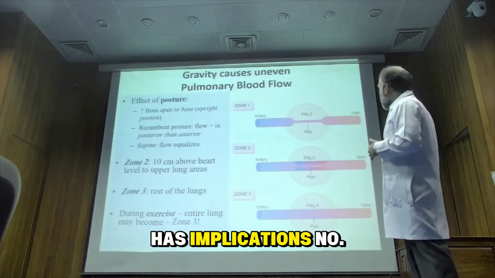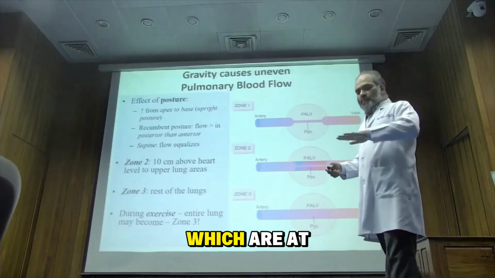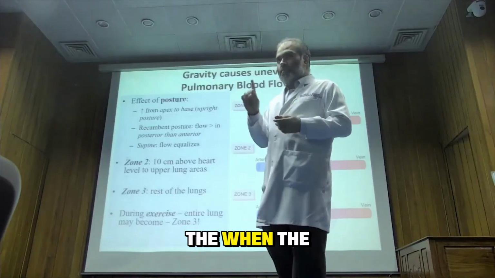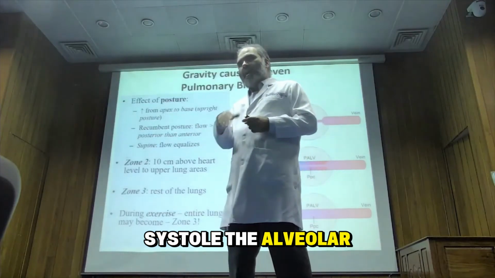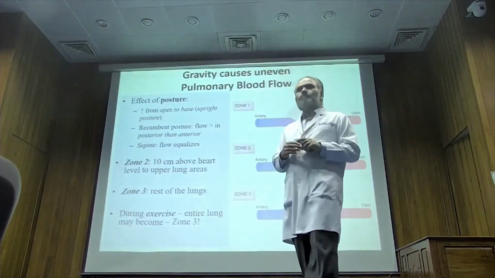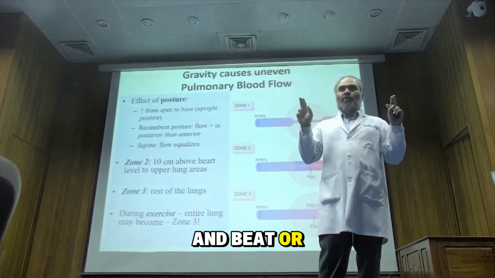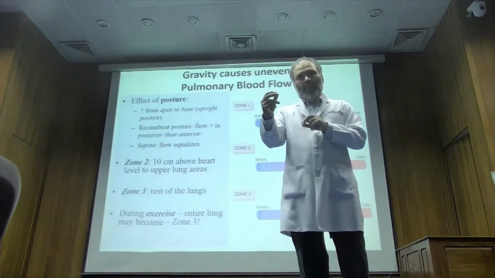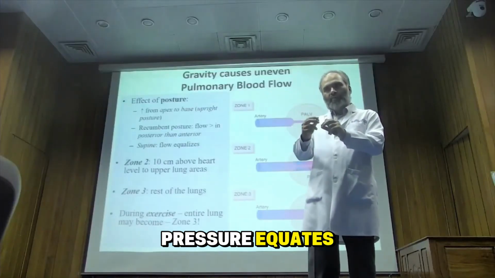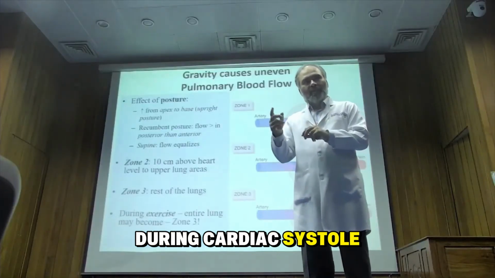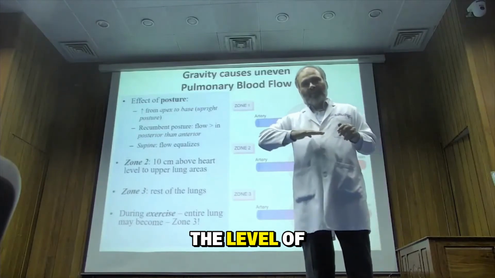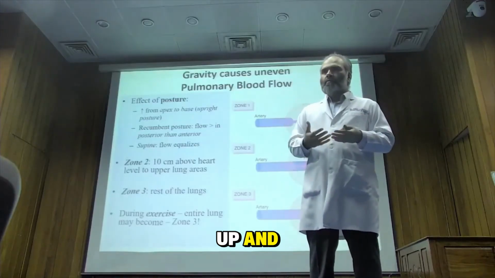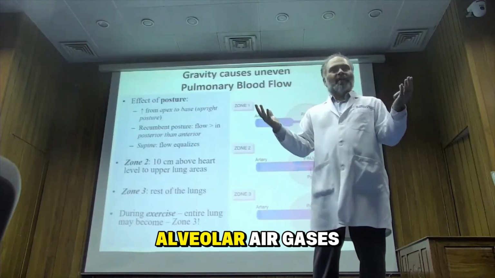It has implications. Number two, what about areas which are at the level of the heart? What would happen there? Well, when the heart goes into systole, the alveolar vessel would open up properly and beat or defeat the alveolar pressure. So this is where the alveolar pressure and alveolar capillary pressure equates. It's the same during cardiac systole when the push comes and it's at the level of the heart. So alveolar vessels would nicely open up and bathe in the alveolar air gases.